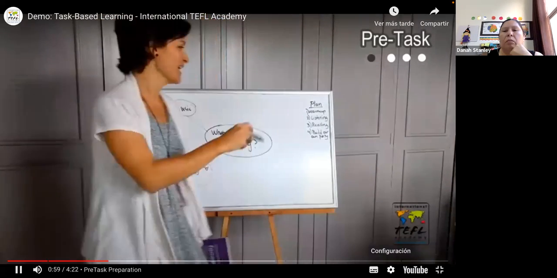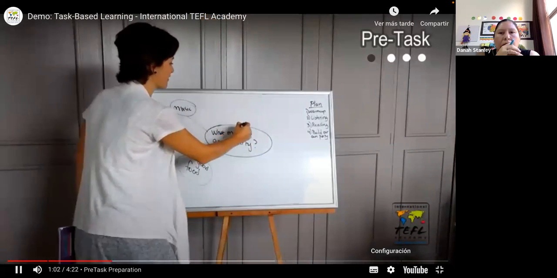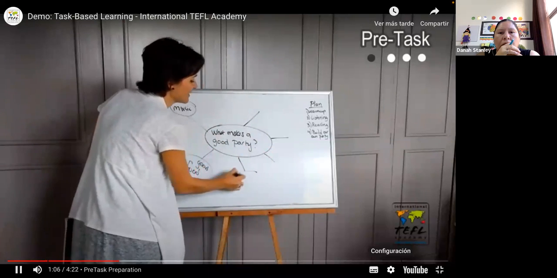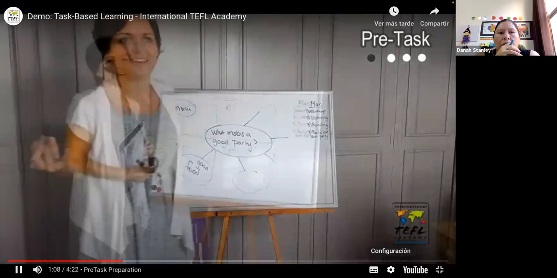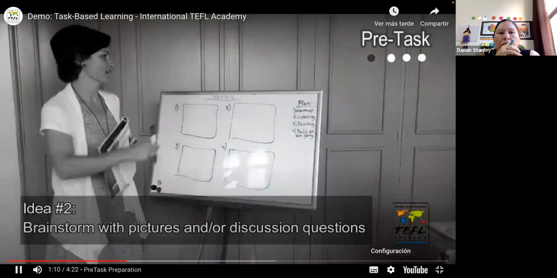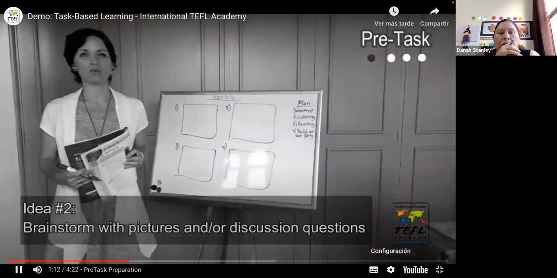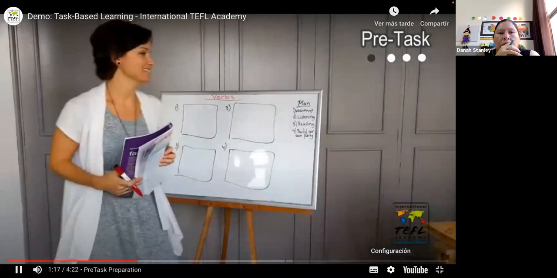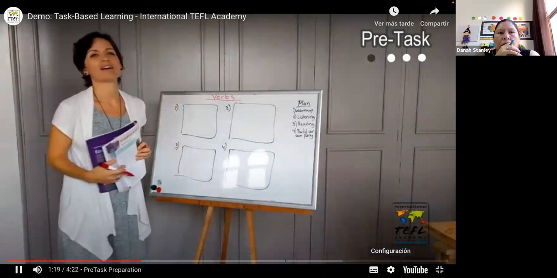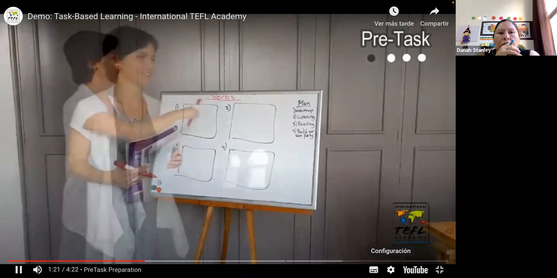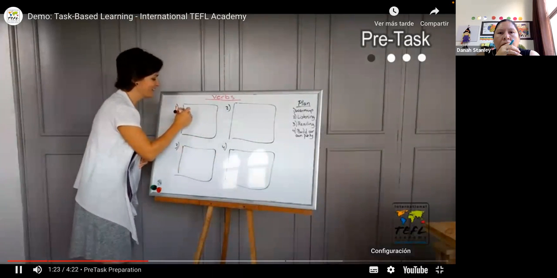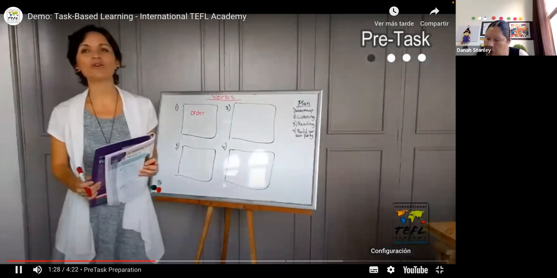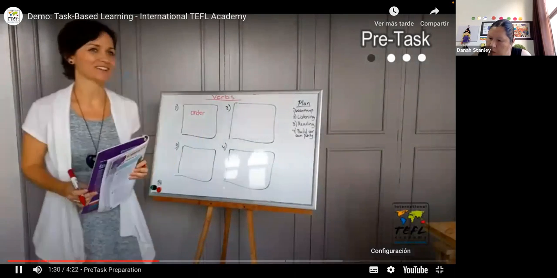Okay, in your groups, I want you to keep going, okay? Keep going. What do you think? What are some things that make a good party? Brainstorm. Idea number 2 would be the use of pictures and/or discussion questions. Okay, let's take a look at picture number 1. What are they doing? Good, all right? They are ordering, all right? They're ordering food for the party.